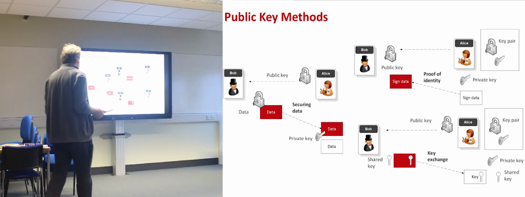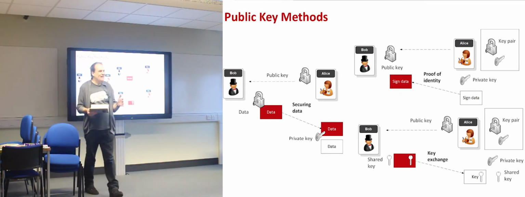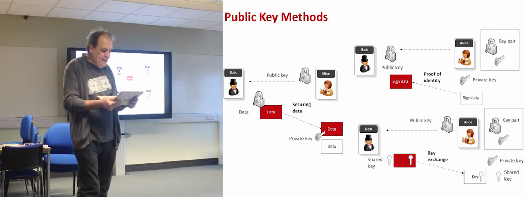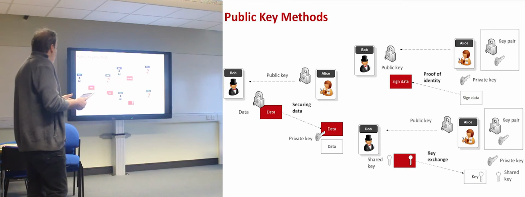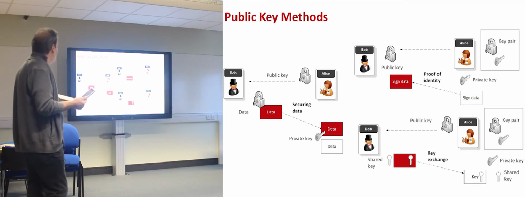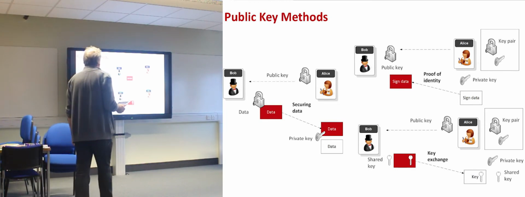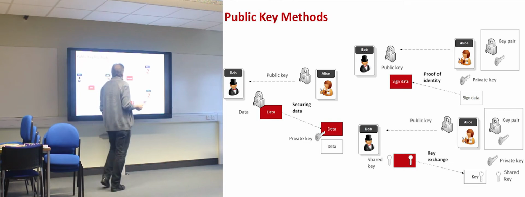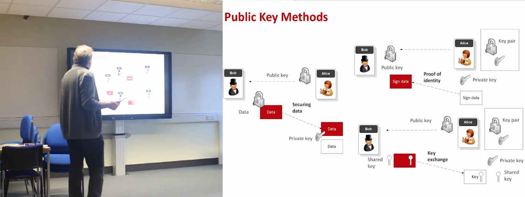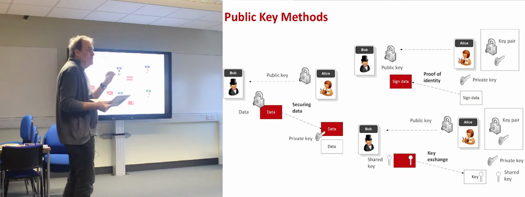So there are the 3 use cases of public key. Those are the fundamental things that public key does well. What's the number one thing? This one here is where public key really comes in. Basically, Alice needs to prove her identity to Bob.